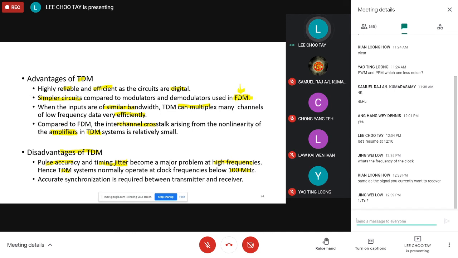So whenever you need to multiplex signals and then transmit at very high frequency, you definitely need to use FDM. But for lower frequency transmission, TDM is good enough. And there's an additional requirement, right? You have to make sure that the transmitter and the receiver pulses are accurately synchronized for you to recover. Or else if you miss the pulse, then you miss the information already.